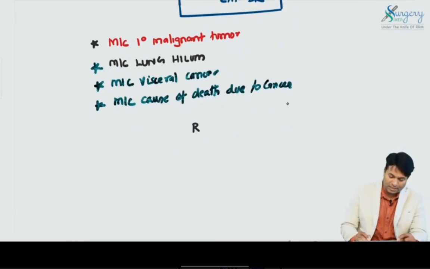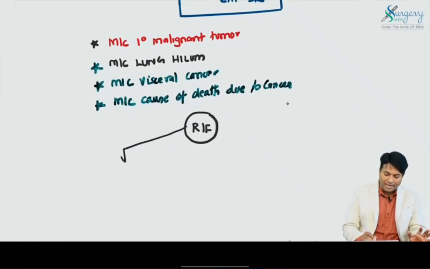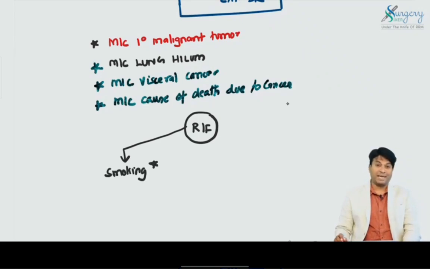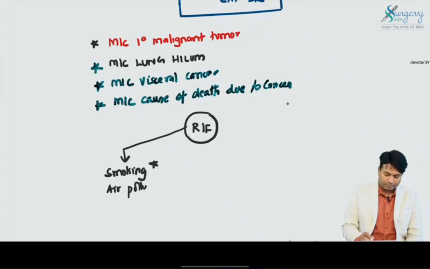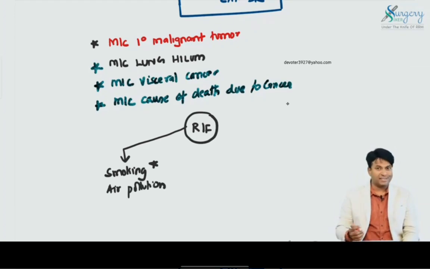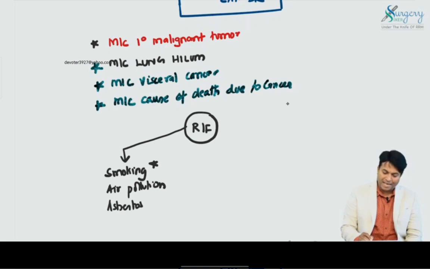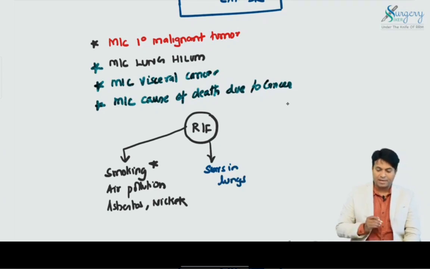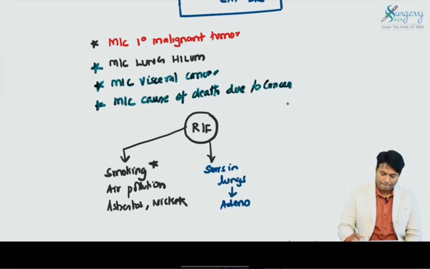In bronchogenic cancers, what are all the risk factors? The main risk factor, any child will tell. Even if you ask a child, they will tell you it is smoking. Smoking is the main risk factor for bronchogenic cancers. Smoking, either as an active smoker or a passive smoker, will get this. Air pollution, asbestos, nickel exposure. Previous scars in the lungs can lead to adeno cancer.